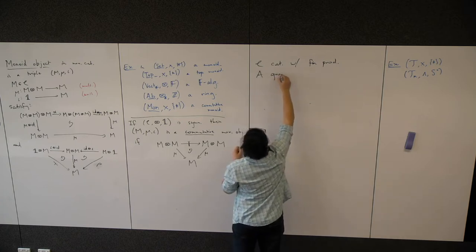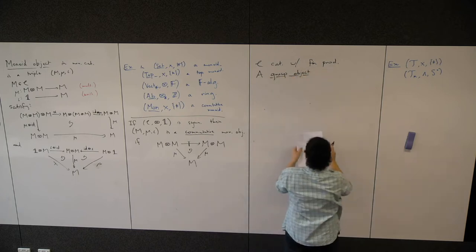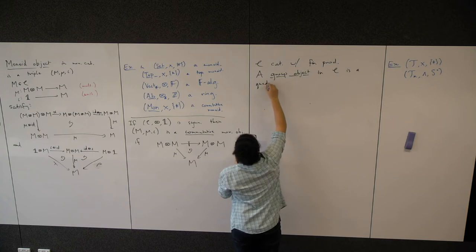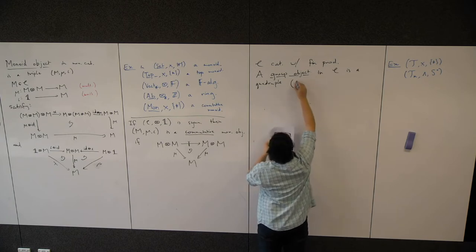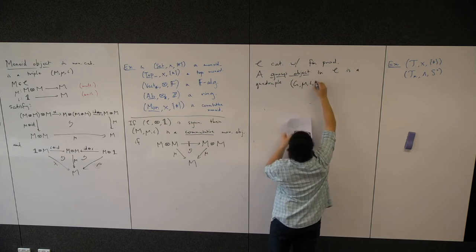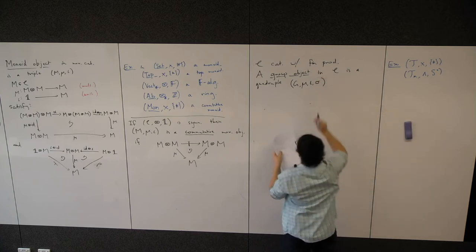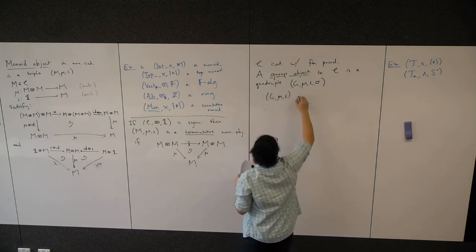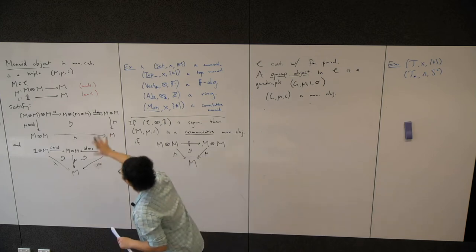A group object in C is a quadruple. So again, we have some data. The data is four things: an object, a multiplication, a unit, and an inverse. I'm going to use sigma. Okay, so I want (G, mu, iota) to be a monoid object. So they have to satisfy these diagrams.